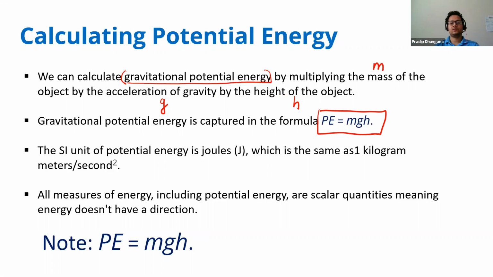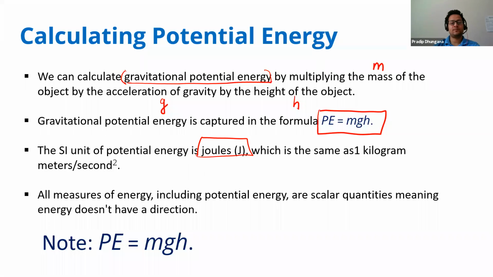If you have a notebook, make sure to write that formula. E is your potential energy, that is mass times acceleration of gravity times height. The unit for potential energy is joules. The unit of work and energy, or potential energy, is joules, which is the same as 1 kilogram meter squared per second squared.